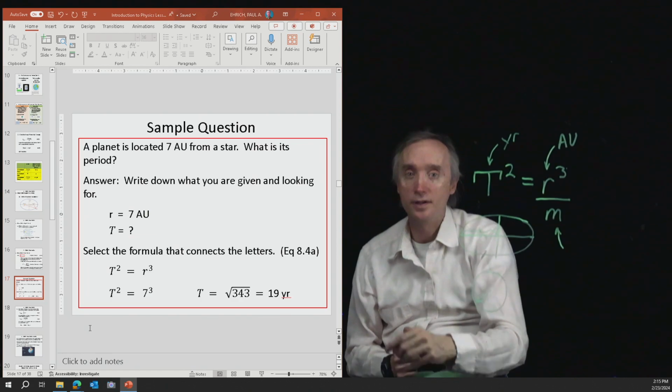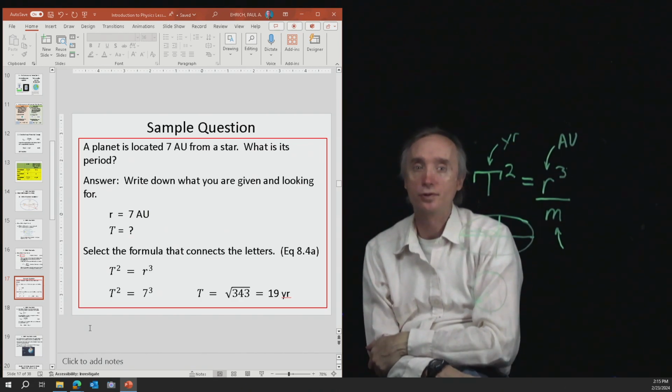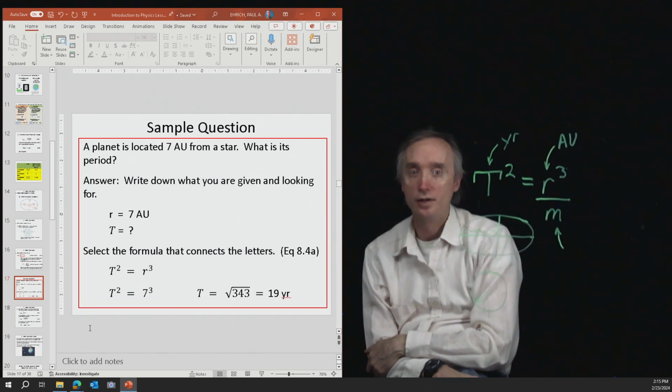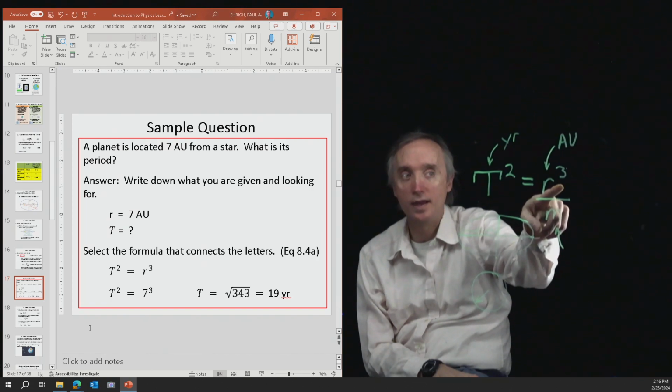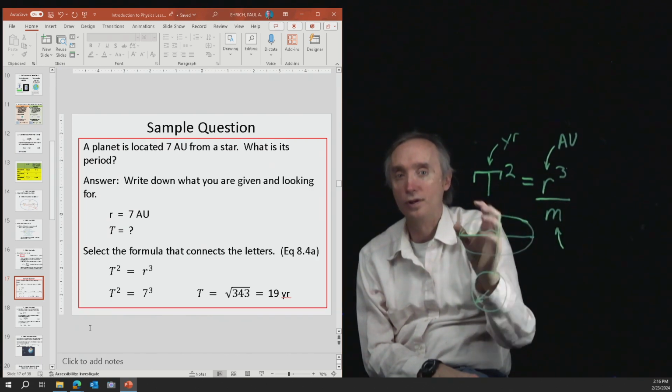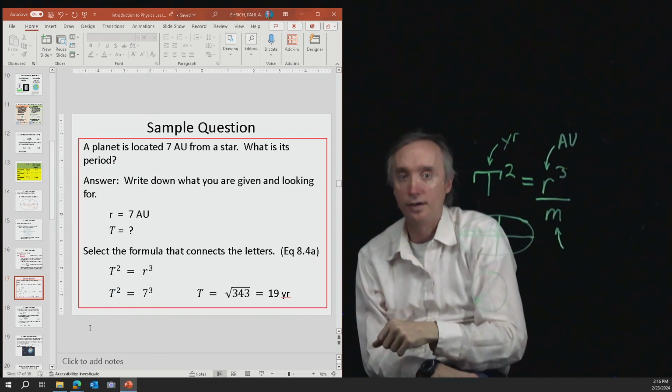All right, so here is an example. A planet is located 7 astronomical units from a star. What is the period of that planet? We know the distance r is equal to 7 AU, and we're trying to solve for the period. So we write down our formula, period squared equals distance cubed. Again, we're using the original form of Kepler's law, so let's not worry about the m on there.